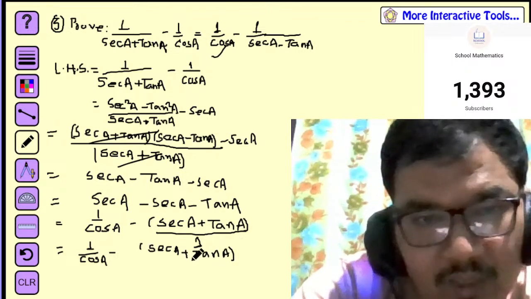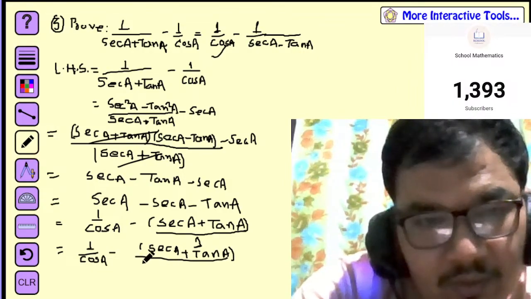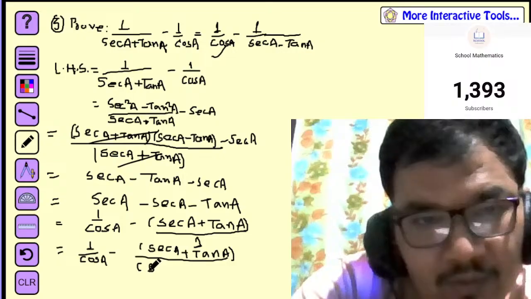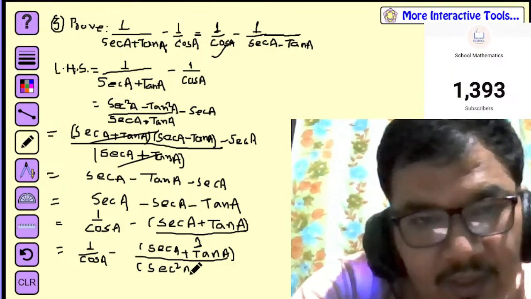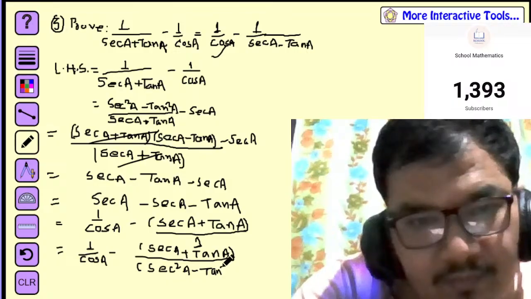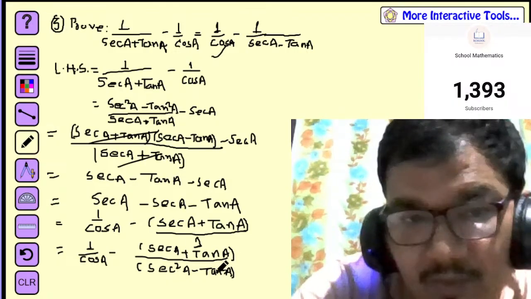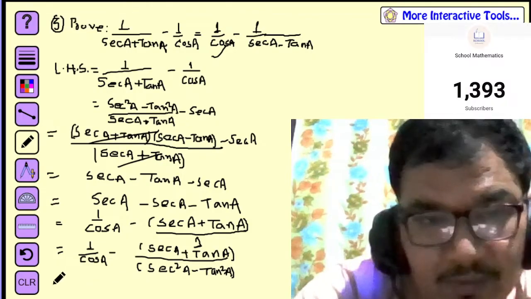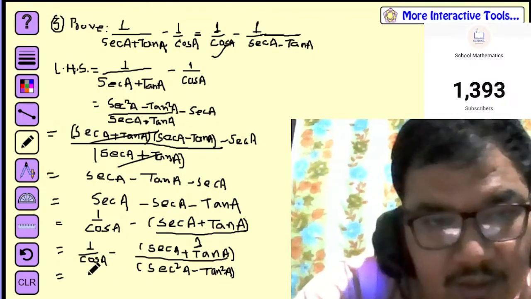And this one means what do you know? In this one we can use now sec square A minus tan square A. Sec square A minus tan square A. Now let's use the formula: a square minus b square means a plus b, a minus b. Just open that one.